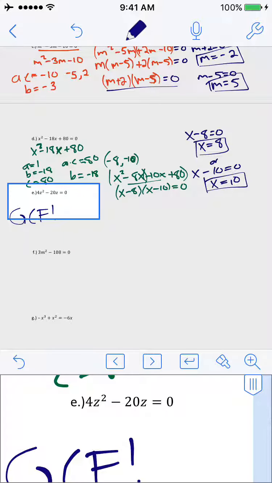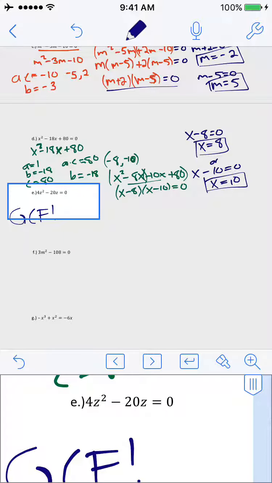Now I will apply zero product property. In order for this to be true, 4z is equal to 0, or z minus 5 is equal to 0. The second one, you got z is equal to 5. This first one may cause you to hesitate, but remember it's okay to divide 0 by stuff. It's just not okay to divide by 0. So if we divide by 4, 0 divided by 4, z is equal to 0. And we have our two answers. Z is 0 or z is 5.